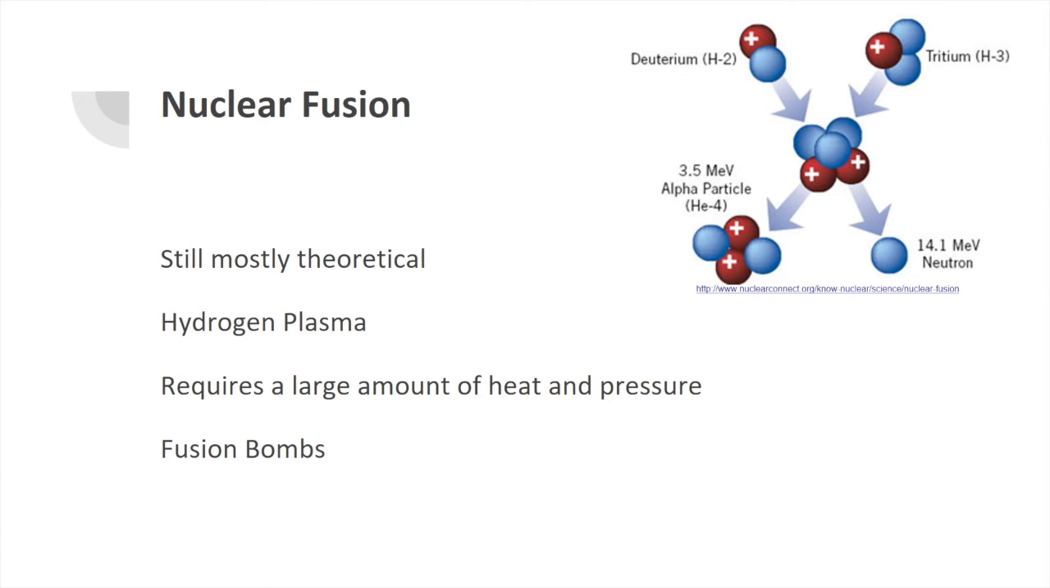Scientists in Germany have managed to reach the key step in nuclear fusion, which is creating and maintaining a hydrogen plasma. And Elon Musk has theorized terraforming Mars using nuclear fusion bombs.